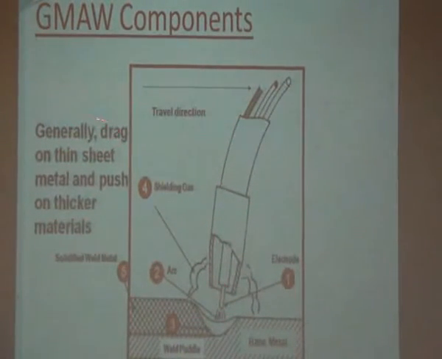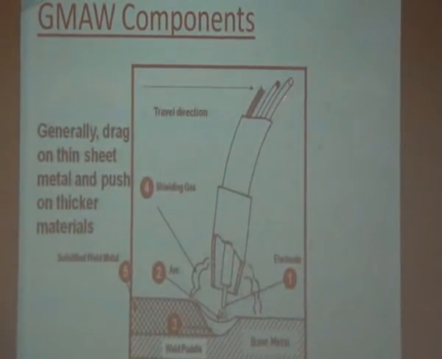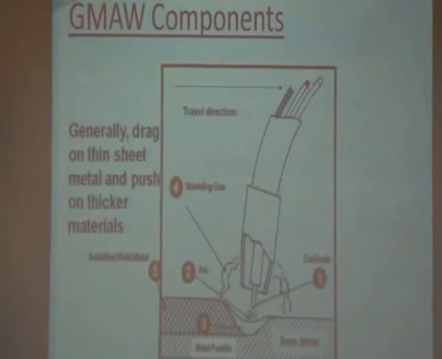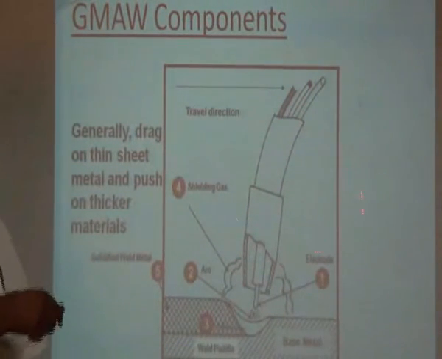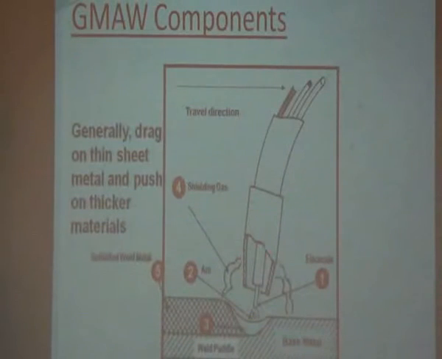Generally, it is used for both thinner and thicker materials. You can see here the shielding gas, and this is the wire, and you will have a coolant so that the torch is not heated too much. We have a coolant because it is a continuous process. The wire is fed continuously, and the shielding gas is also fed continuously.